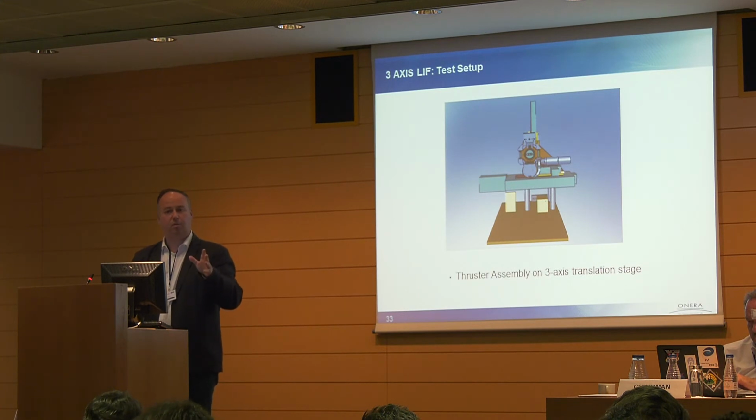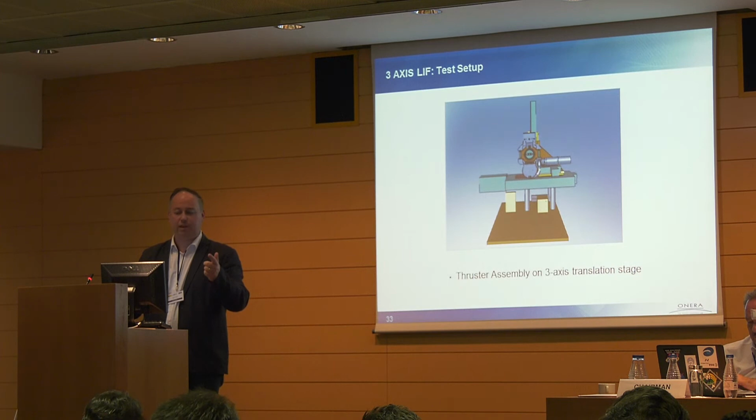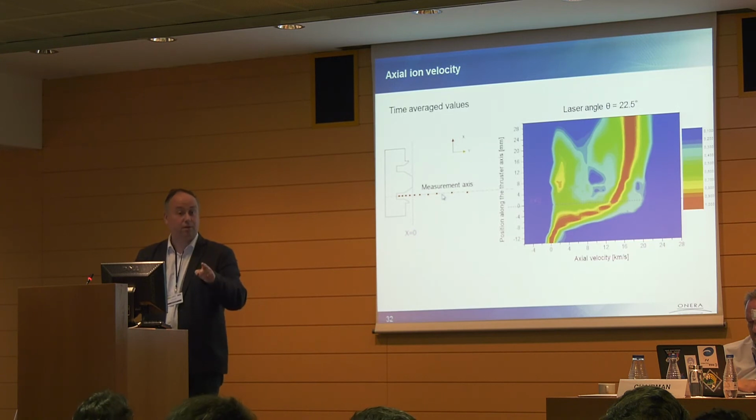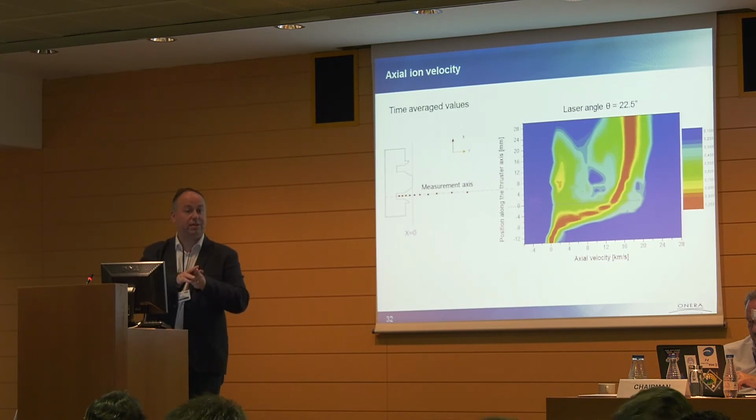So now I go to my second example of LIF: three axes. Before we did one axis. That gives the measurement along that axis, because when you have a laser, what you measure is the velocity projected onto the axis of the laser. So to have not only one axis, but three axes, and therefore the vector, you need three lasers. And that can be implemented.